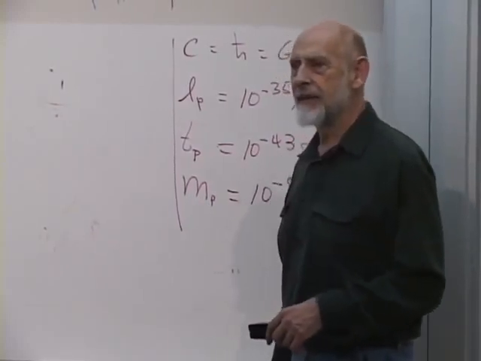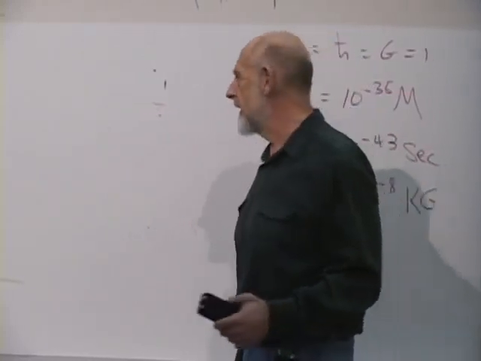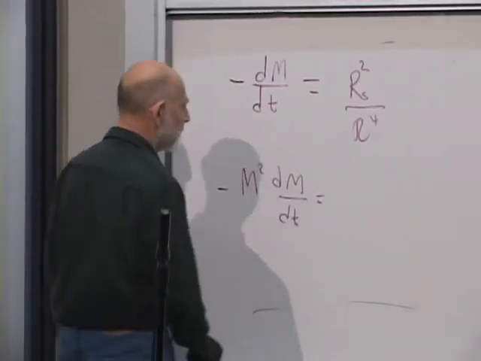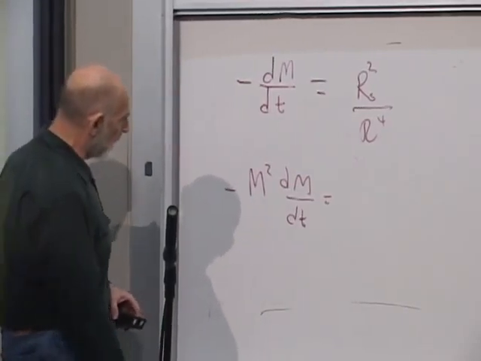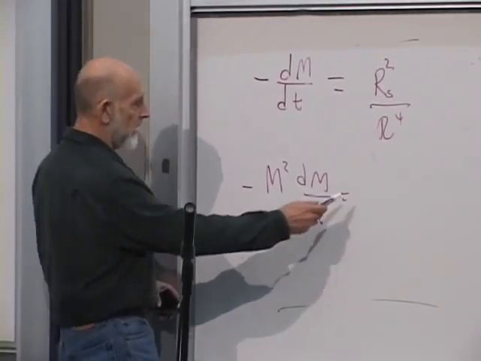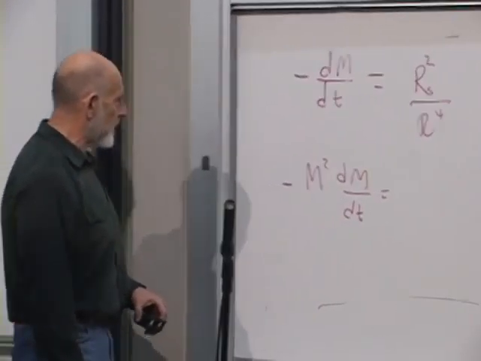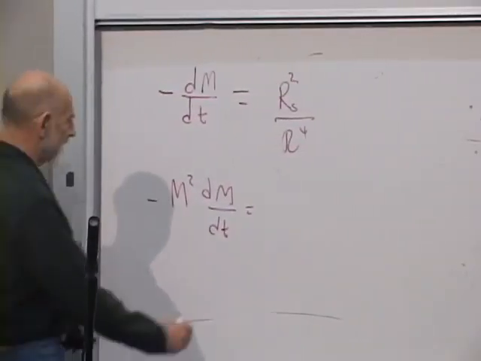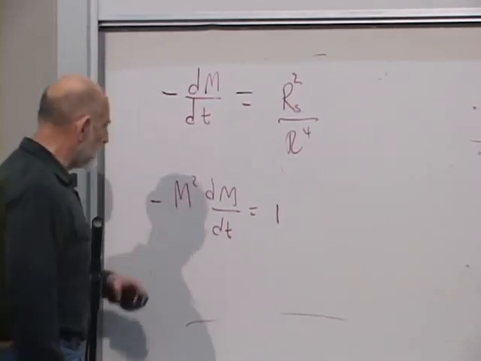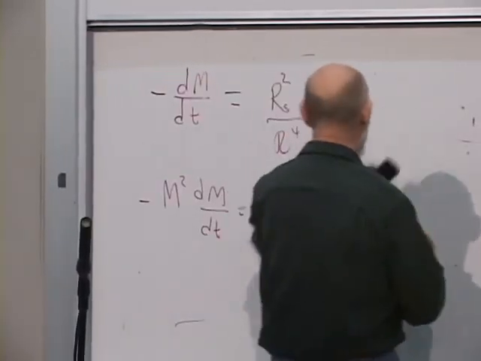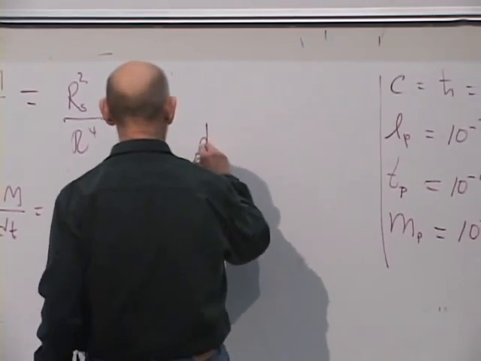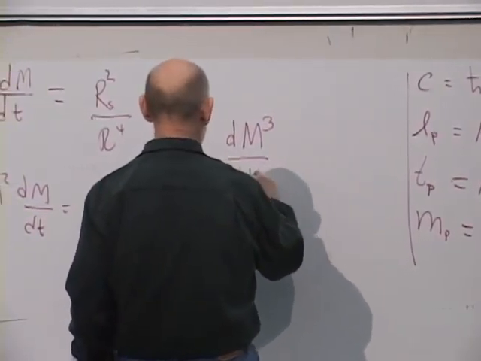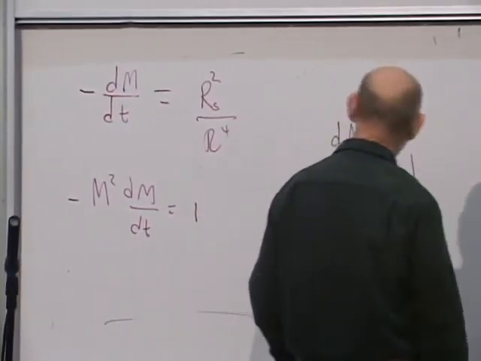Apart from a factor of 3, m squared times dm by dt is equal to... what was on the right-hand side of this equation? It's 1, right? So another way to write this, apart from a factor of 3, is that the time rate of change of the mass cubed of the black hole is equal to 1.